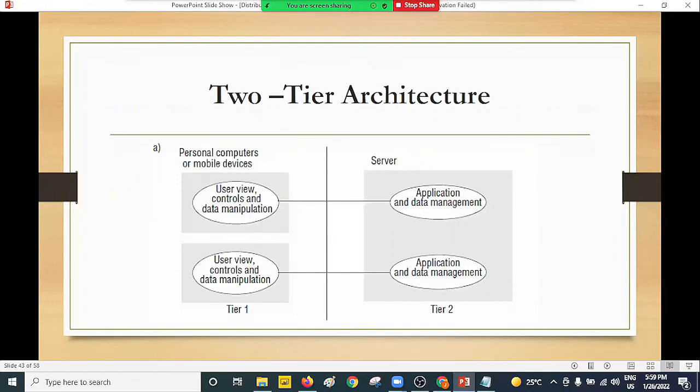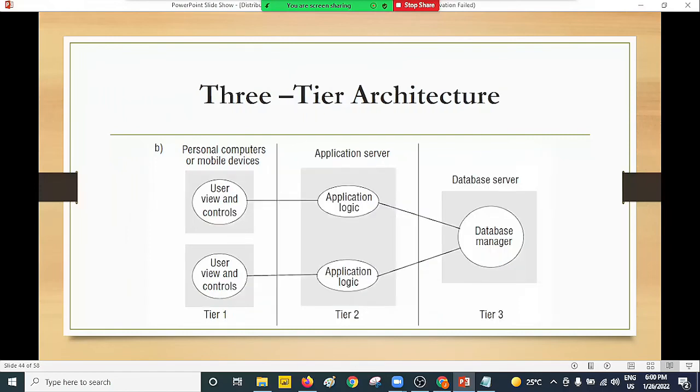You can see we have the client machines, or client computers, showing user controls and user views. There's direct communication between the client computers and the server computers. We can also have the client applications or the server applications responding. That's the two-tier approach, very familiar. Then we have the third tier, which brings the data logic, the database, into perspective.